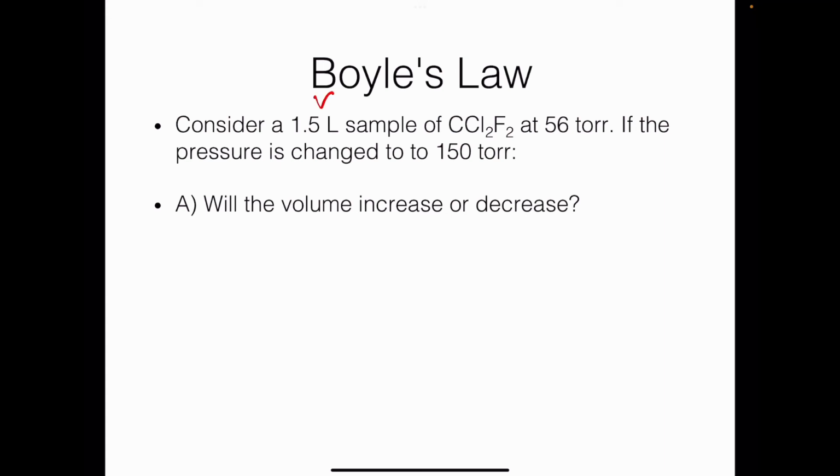We've got a volume, we've got a pressure, and then we've got another pressure. So what do we see happening with the pressure? The pressure is changed to 150 torr, and it was initially at 56 torr. This means the pressure has increased. So what do we expect to happen to the volume?